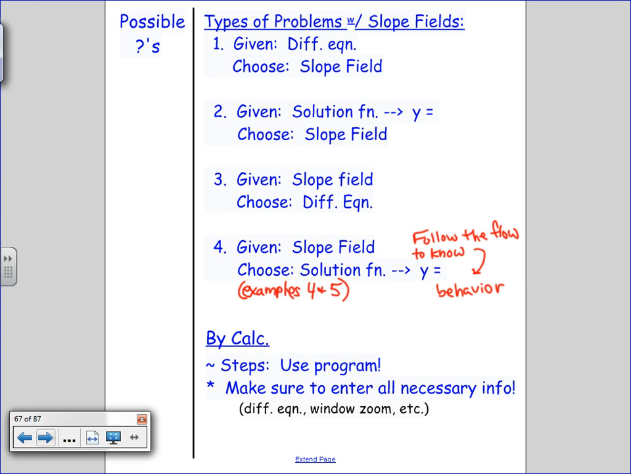All right, question. This one's going to be really hard. It's going to be harder. Let's go back to number 2 real quick. Number 2, you're given what?